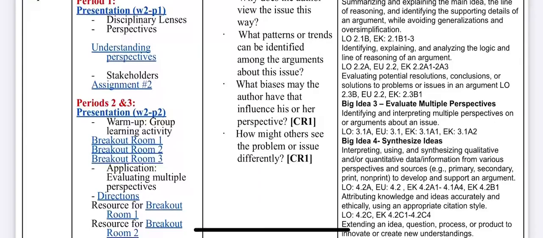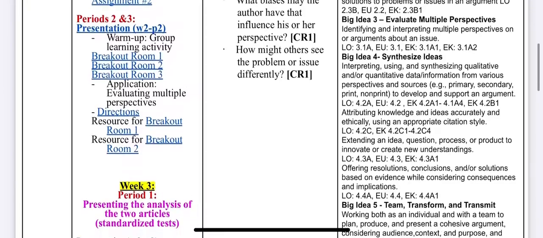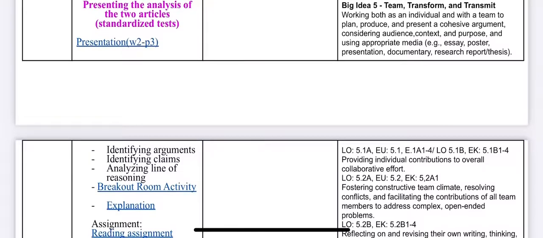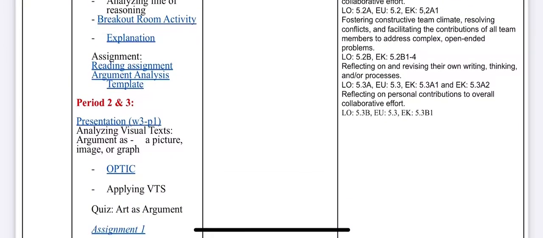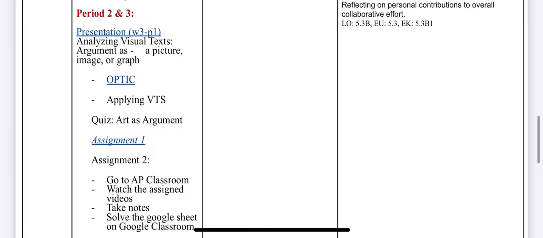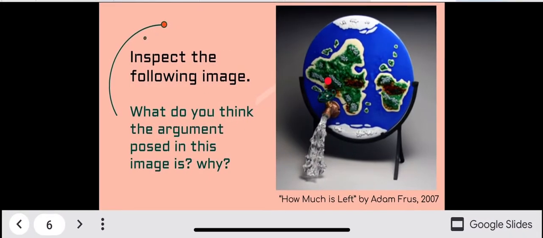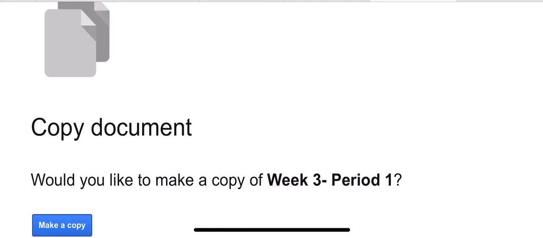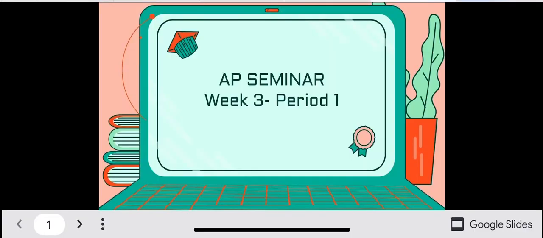So in the first video, I have explained to you the disciplinary lenses and the perspectives, and then in the second one we went more into perspective, stakeholders, arguments, and then in the third into arguments, claims, line of reasoning, and evidence. And now we're going to look at analyzing visual texts, and we're going to see how arguments can actually be pictures, can be posed in video, in images. Later on, we're going to see how they are also posed in a video.